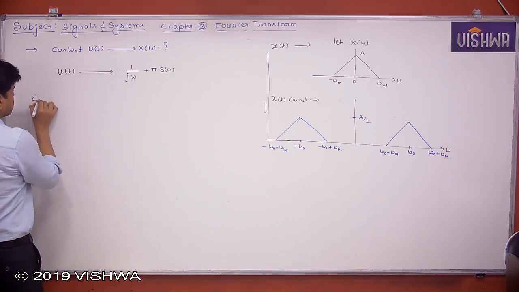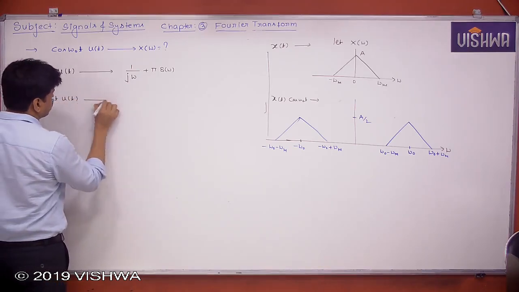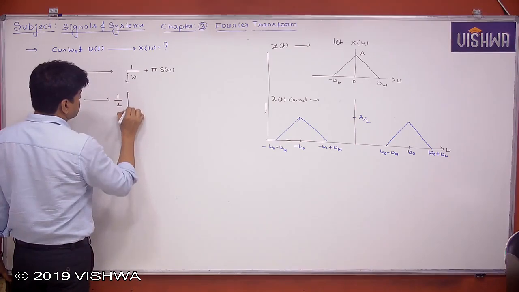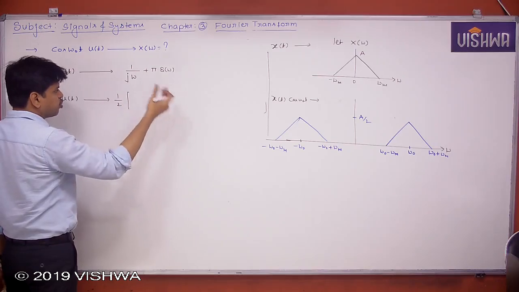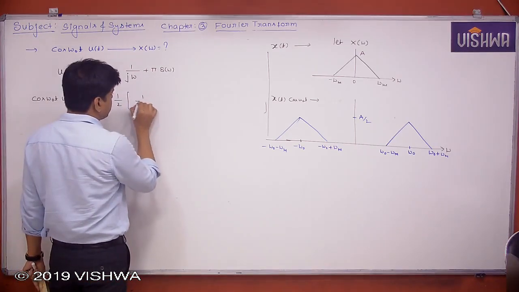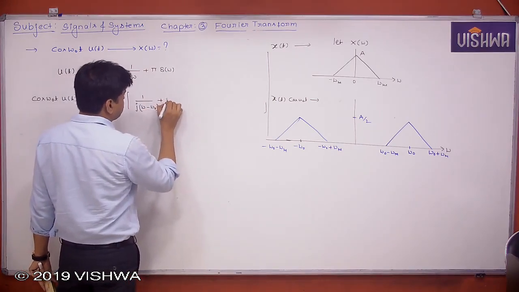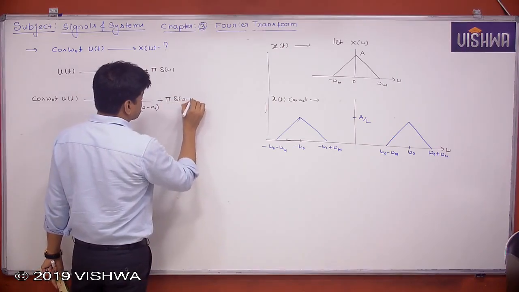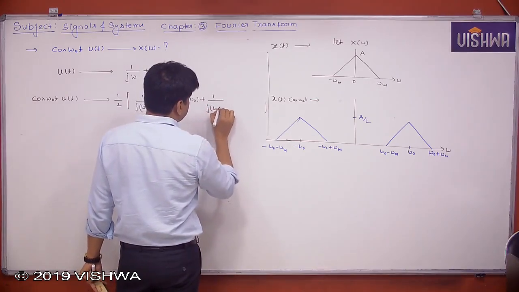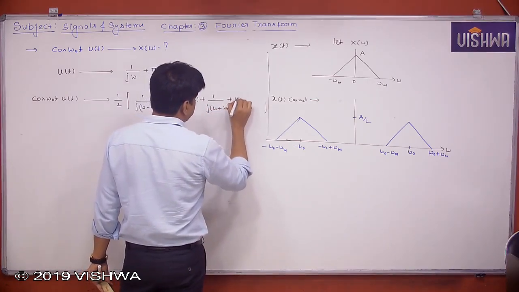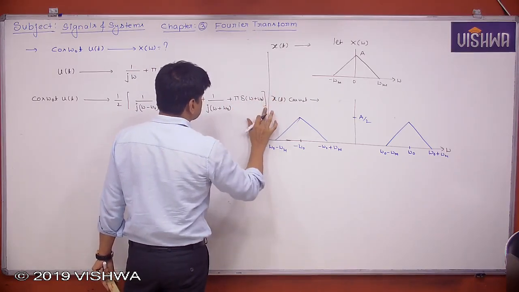If it is multiplied with cos omega naught t, then what is the Fourier transform? 1 by 2, let's call the above some X of omega, then X of omega minus omega naught plus X of omega plus omega naught. So this is nothing but 1 by 2 times 1 by j omega minus omega naught plus pi delta omega minus omega naught plus 1 by j omega plus omega naught plus pi delta omega plus omega naught. So this is the way we can write.